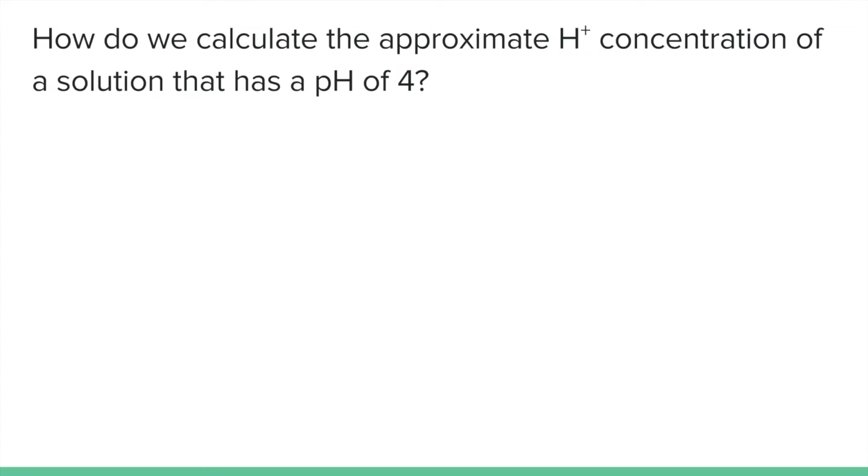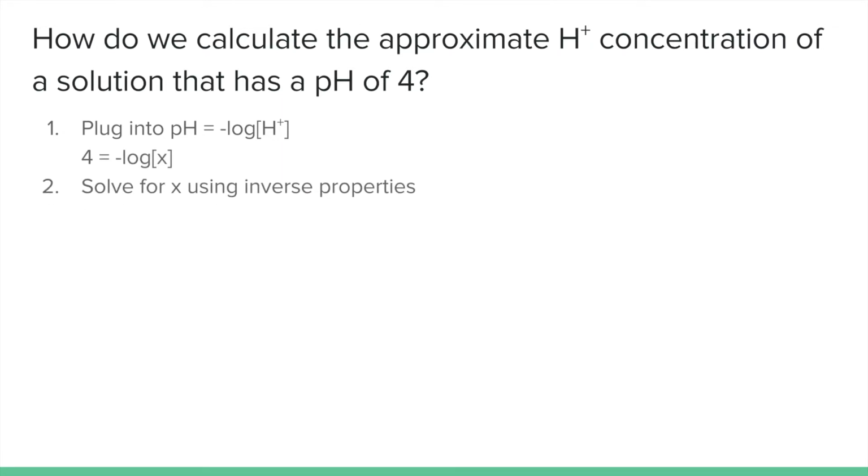Our next example asks, how do we calculate the approximate hydrogen concentration of a solution that has a pH of 4? So now we're working in the opposite direction. We're starting with a pH and we're solving for concentration. Again, we're going to use our pH is equal to the negative log of hydrogen ion equation, but now we're plugging in 4 for pH.